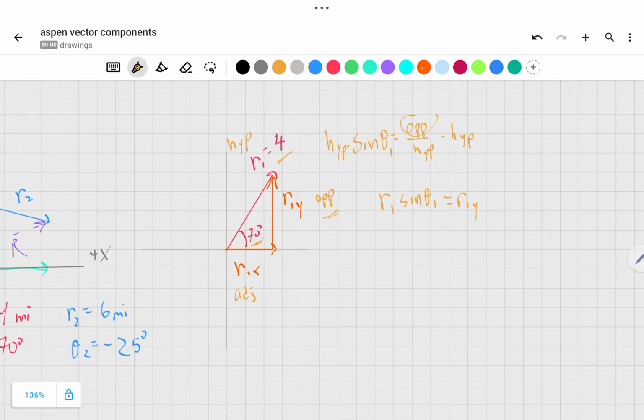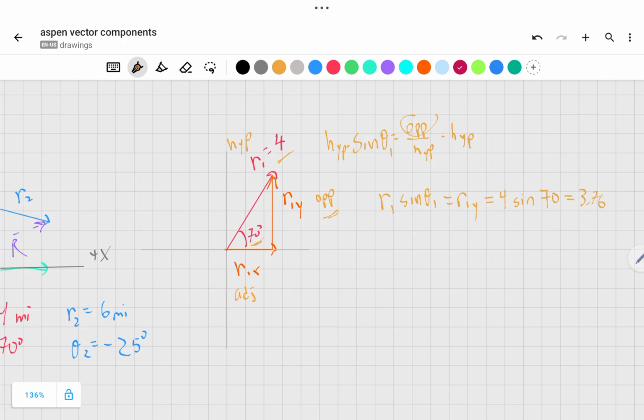I can do a similar thing for the other side, well, I'm trying to think of if I actually want to do this. I guess we can. Normally I'm number averse. I don't really like numbers. I like to deal with symbols instead. But this is 4 times the sine of 70, which is 3.76.